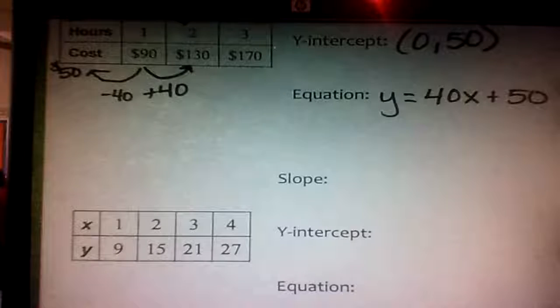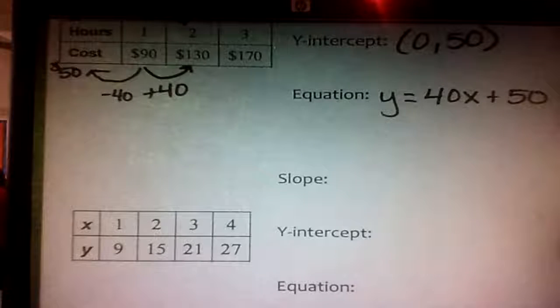How we do? What? You're supposed to be doing these ones. Miss Smith, I just didn't want to. You're supposed to be doing these ones. Is this right, Miss Smith?